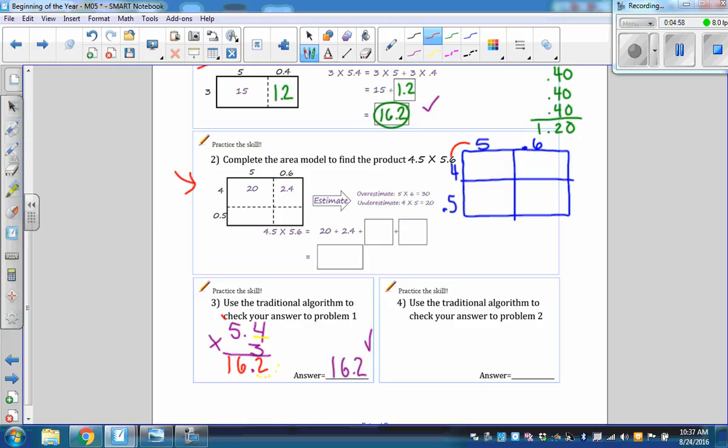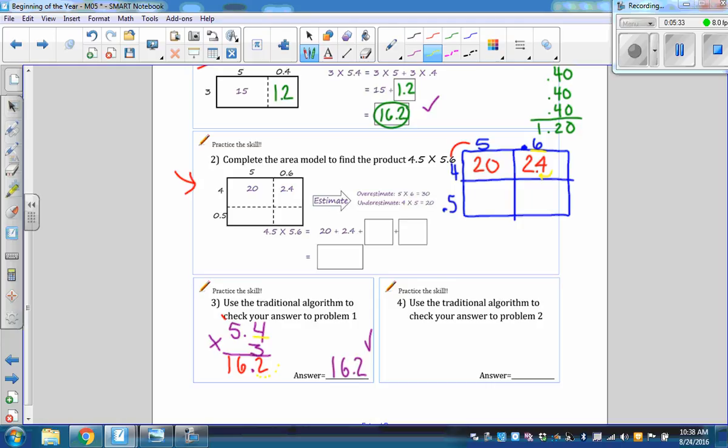I used traditional multiplication. 4 times 5 is 20. 4 times 6 is 24, but 4 times 6/10 is like 4 sets of 60 cents, which is $2.40. So again, if there's one digit in the problem after the decimal, which is right here, then in your box here, you start with your decimal outside of the number and you move in. That's where that came from.